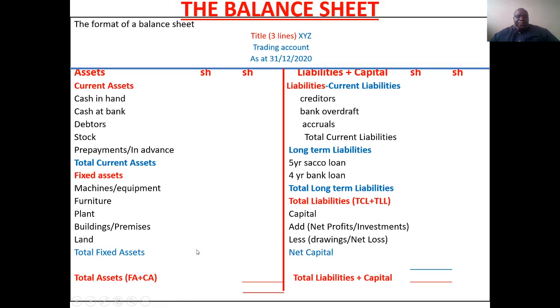And then don't forget that capital is increased by net profits made over the year or investments brought into the business for that period of time. Drawings and net loss also reduce capital when you do them during the year. So the total figure here should be equal to the total figure here, because a balance sheet should balance.